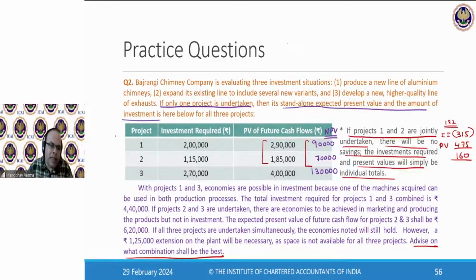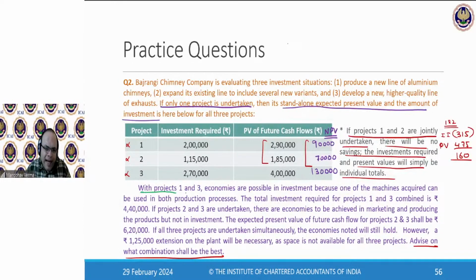That means one thing I'm outrightly rejecting: I will not do the projects independently, but I will combine the projects. As of now, project one and two combined NPV is better than individual NPVs. Very logical. So that is what I have concluded. But let's see other combination situations also.